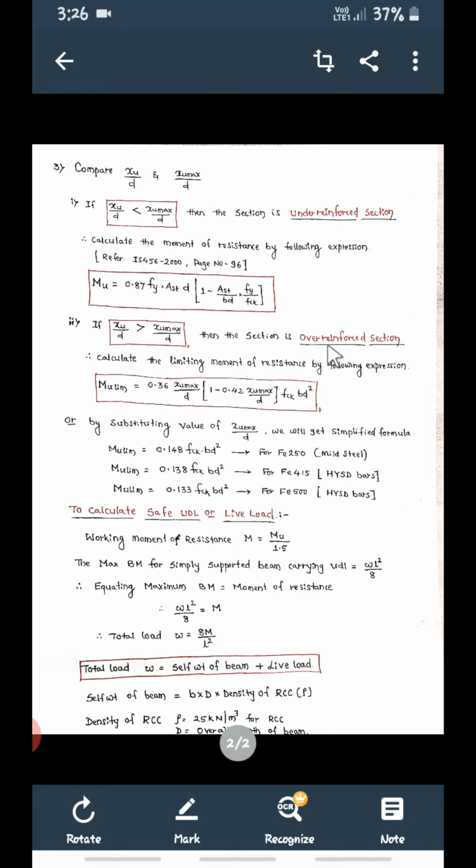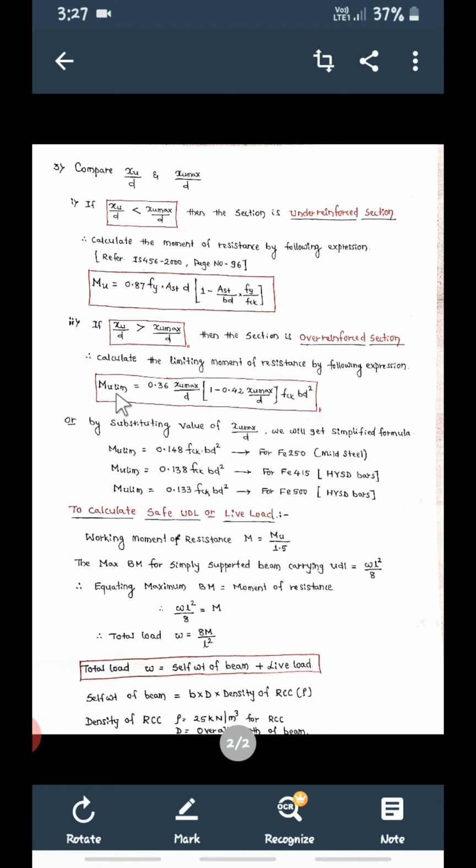We are not going to design the beam as an over reinforced section. It will be limited, so that is called the limiting moment of resistance. Calculate the limiting moment of resistance by using the following expression. Mu limit is equal to 0.36, wherever Xu is there, you can substitute Xu max: 0.36 Xu max upon d into bracket 1 minus 0.42 Xu max upon d into Fck bd square.